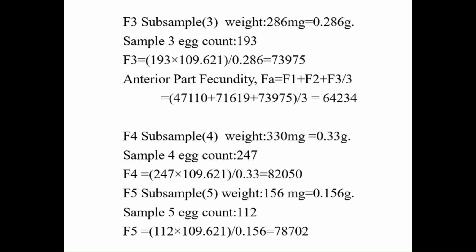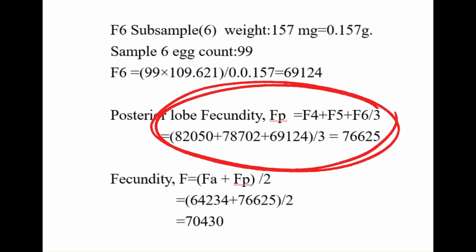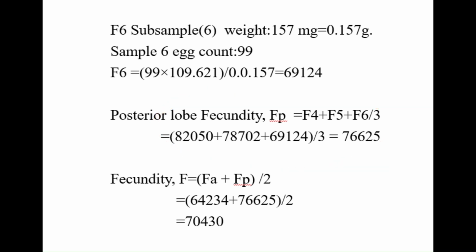We have followed exactly the same procedure for the posterior lobe fecundity. For this, we made three subsamples, which are denoted as F4, F5 and F6, and calculated the fecundity of these subsamples, and then summed up these three and divided by 3. Finally, the anterior portion fecundity and the posterior portion fecundity are summed up and divided by 2. That's the procedure of the gravimetric method.